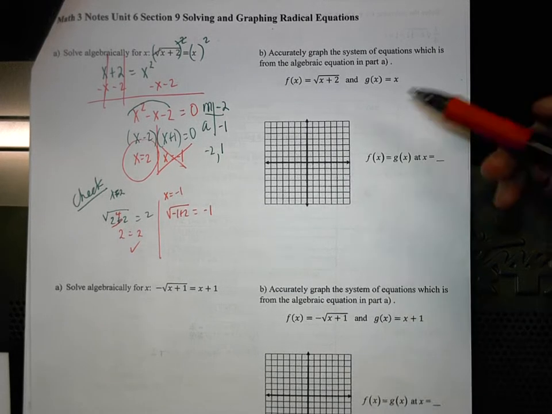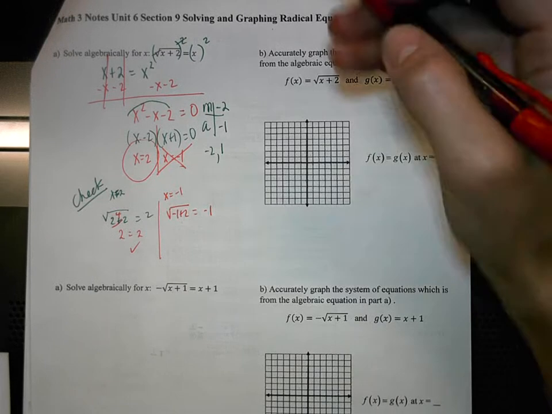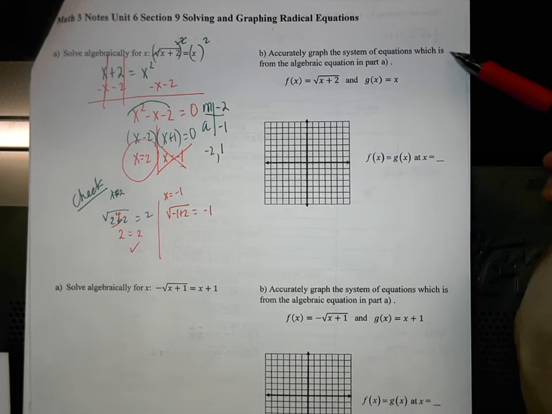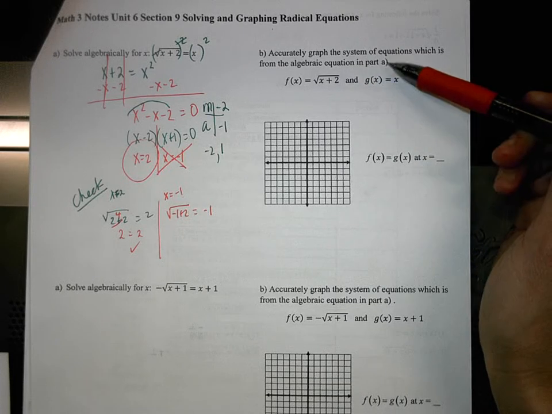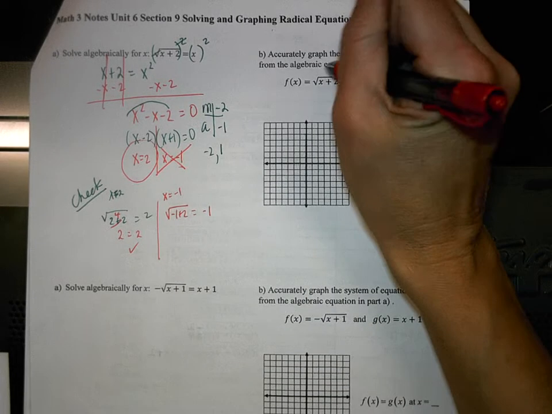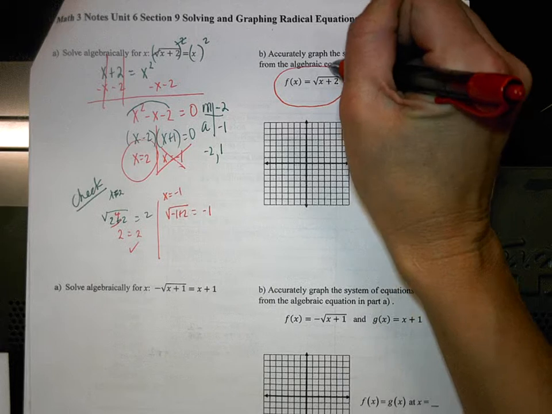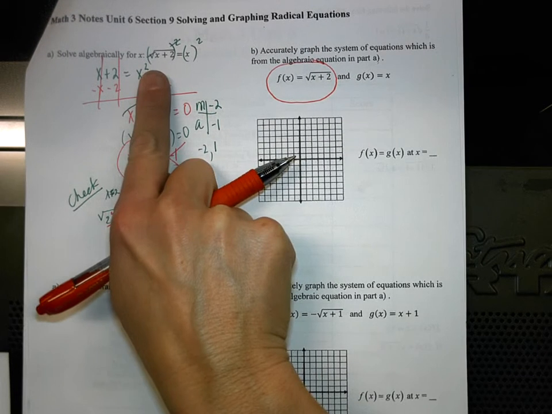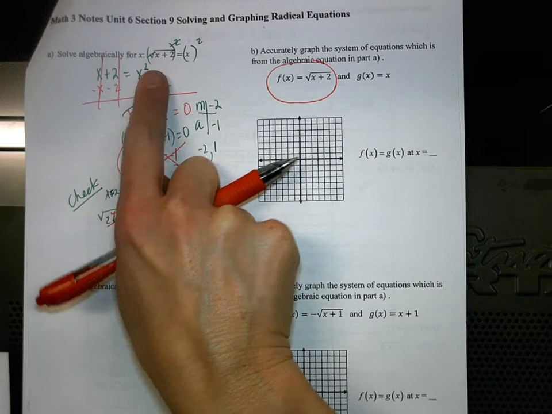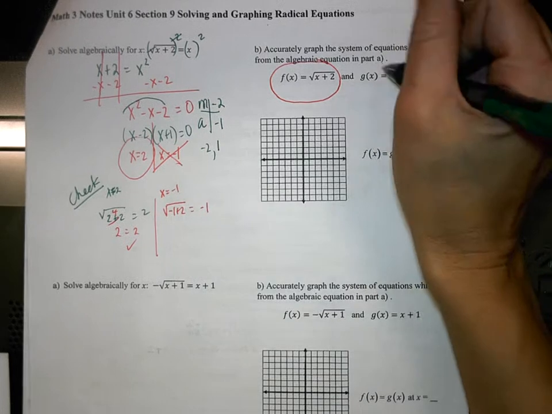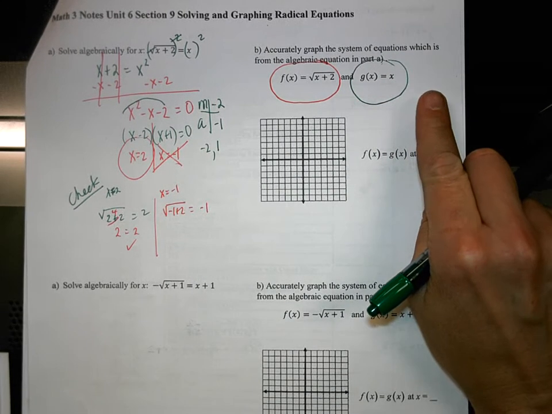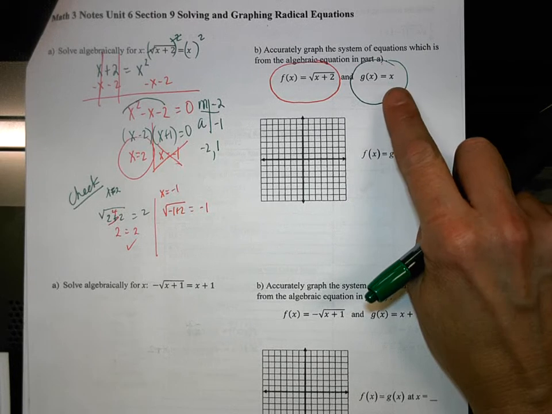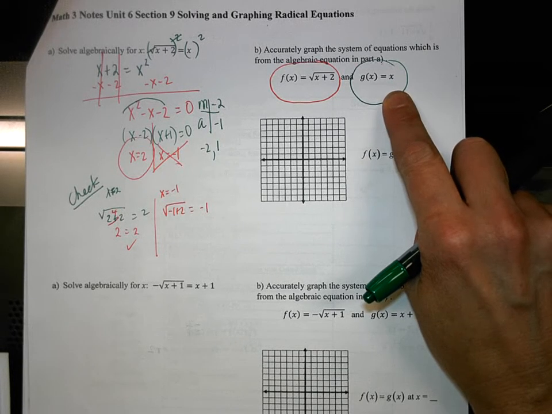All right, so now we're going to go to the other side, and we are going to accurately graph the system of equations, which is from the algebraic equation in part A. So we are graphing 2 different equations. We are graphing one side, which is the square root of x plus 2, and we are graphing the other side, which is just x. So this one I think is the easiest to graph. So I'm going to start with this one.